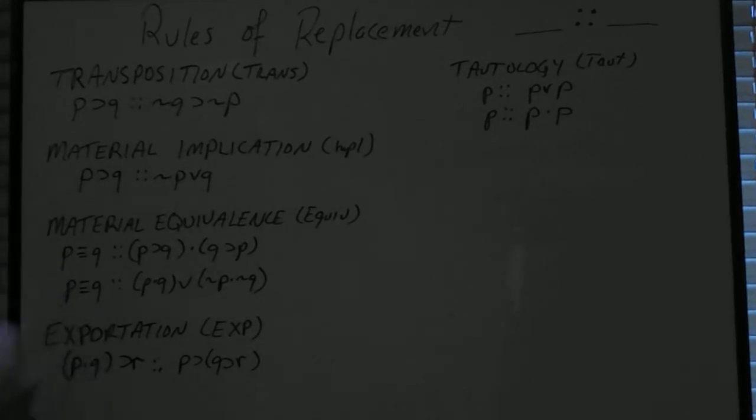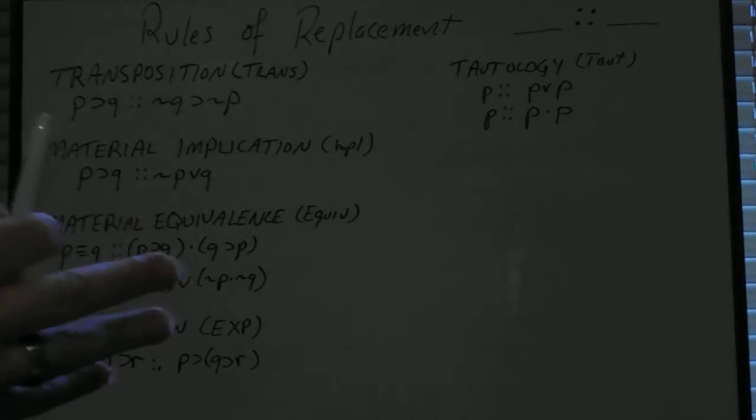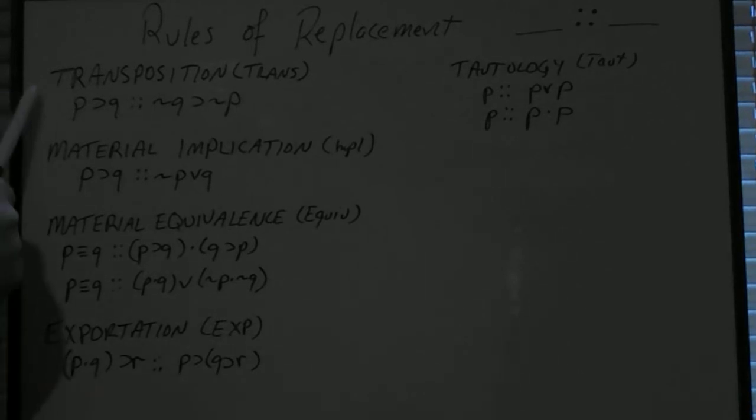So we have the last 5 rules being presented to us here, whereas the first set of 5 dealt with the dots and the wedge. This one is going to deal primarily with the horseshoe, but also the triple bar. And so we have transposition.